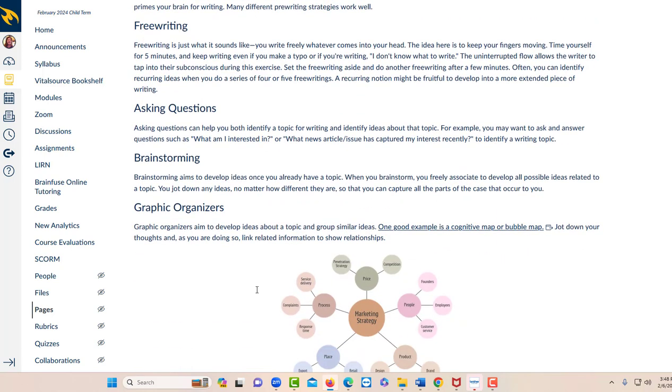Asking questions can help you both identify a topic for writing and identify ideas about that topic. For example, you may want to ask and answer questions such as, what am I interested in? Or why has this topic captured my interest? Brainstorming. Brainstorming aims to develop ideas once you have established a topic. When you brainstorm, you freely associate all possible ideas related to a topic. You jot down any ideas, no matter how different they are, so that you can capture all of the parts of that idea as they occur to you.